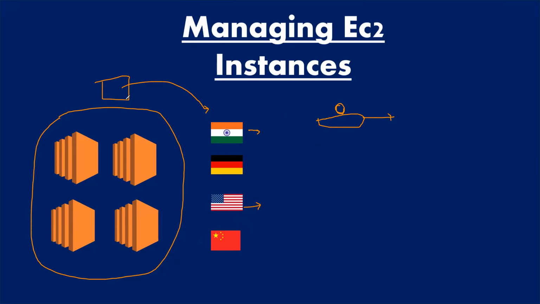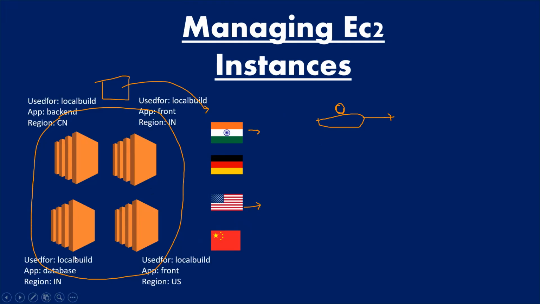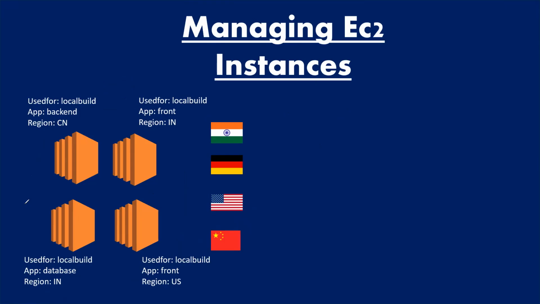So that's where we used a Lambda function. First and foremost, we tagged all our instances with particular tags. You can see that each machine we had provided to a developer is tagged with used for local build, and also which application team that developer belongs to, and also the region. So if it is from China, it is CN, India is IN, and US is US. Germany also had a tag. So we used to tag developers based on the region.